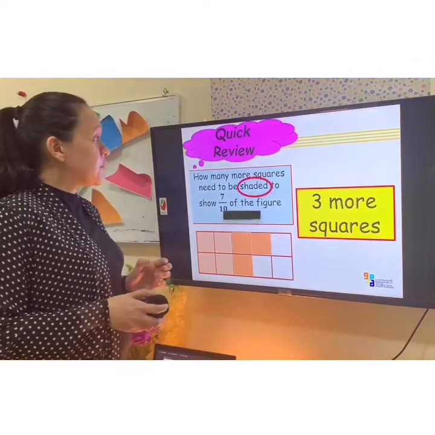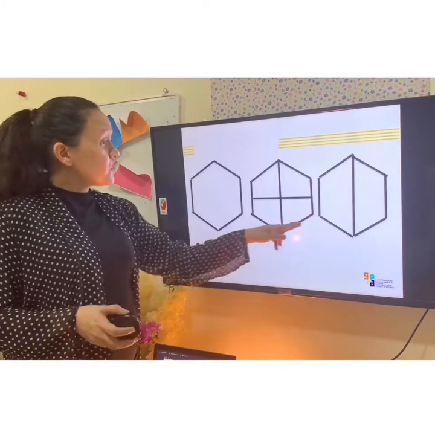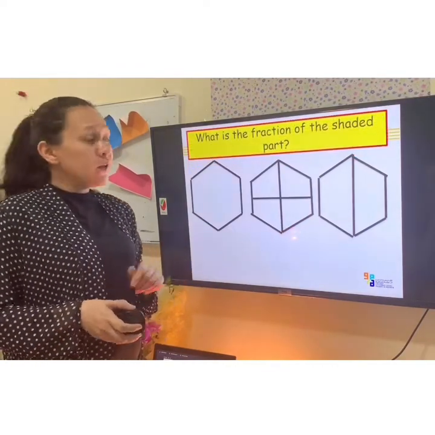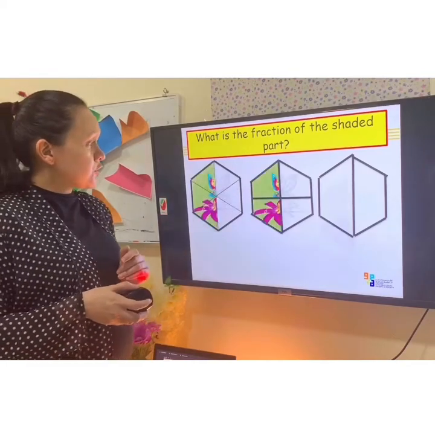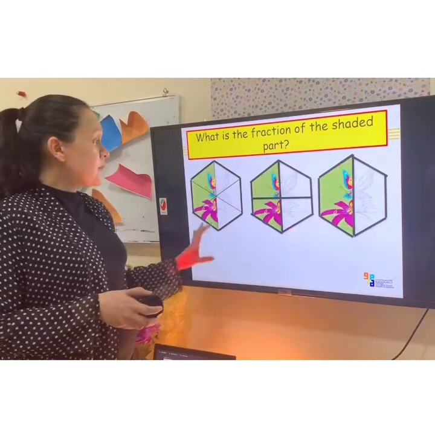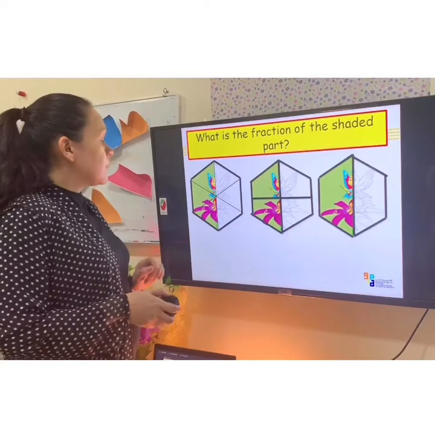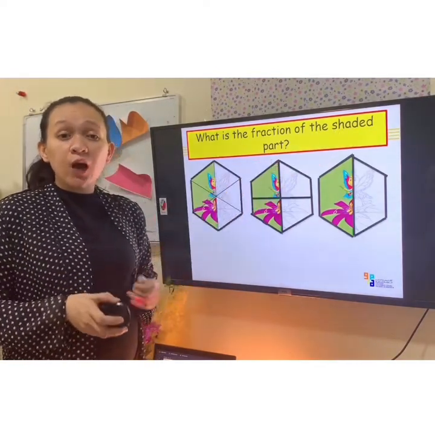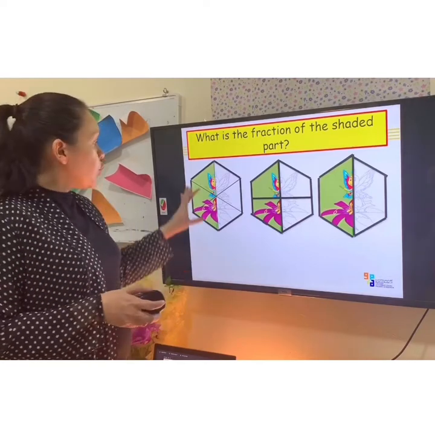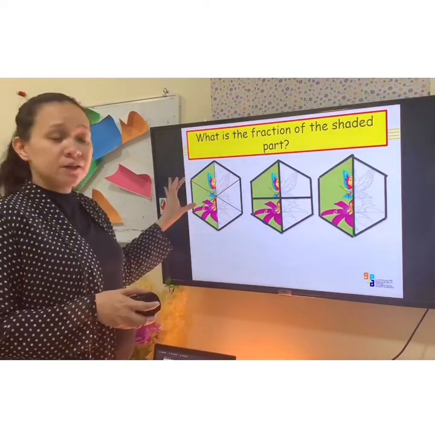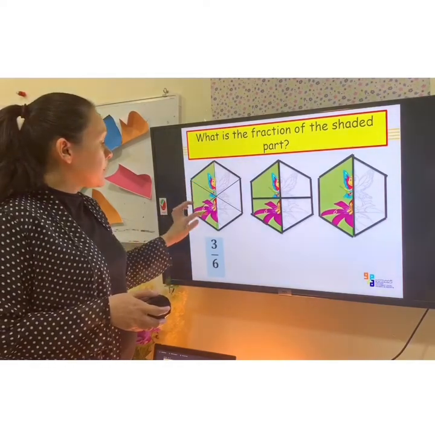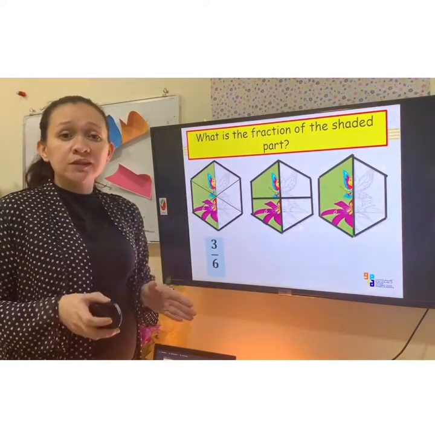Now let's move here to these 3 figures. Now what is the fraction of the shaded part? Now we are going to check the 3 figures. Now let's move here to the first figure. Now remember, shaded part. So we are referring to our numerator. Now, how many parts here are shaded? 1, 2, 3, there are 3 parts which are shaded.